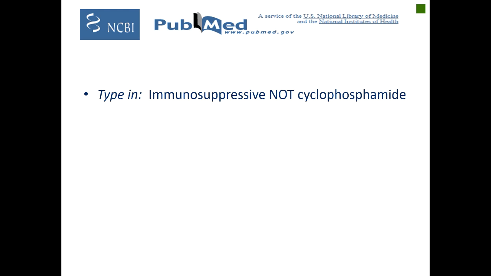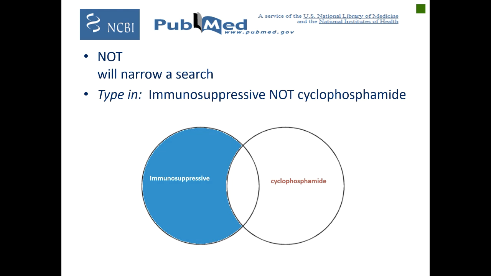If we use NOT, for example, immunosuppressive NOT cyclophosphamide, what do you think? The search will be minimized or broadened? Yes, excellent. It will narrow the search results. So we have three words, AND, NOT, OR. We can use them to manipulate your search, whether to minimize the search or broaden the search.